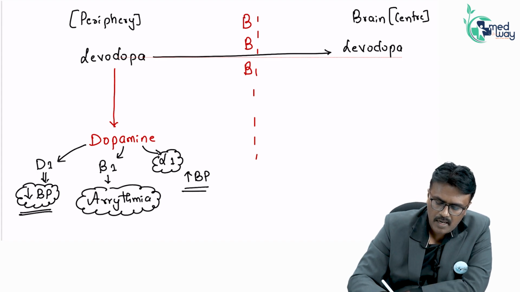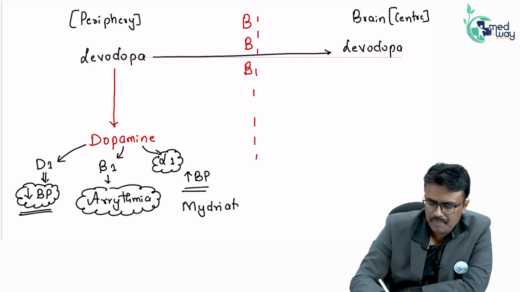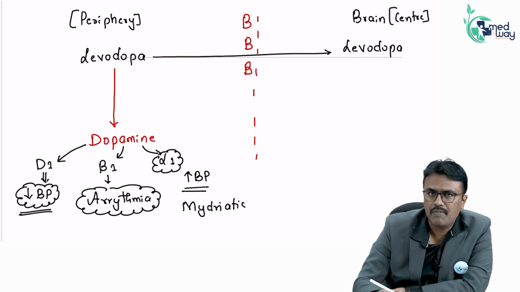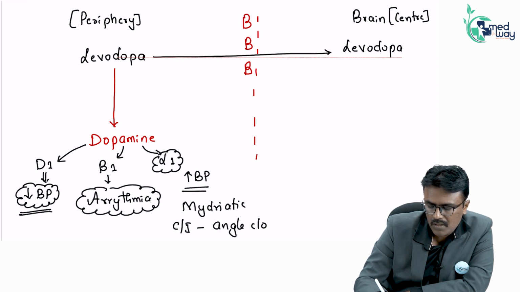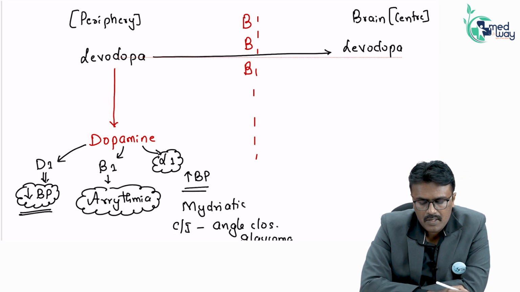Now you know that alpha 1 action in the eye is mydriatic action. Because alpha 1 can cause mydriasis, levodopa is contraindicated in which glaucoma? It is contraindicated in angle closure glaucoma.